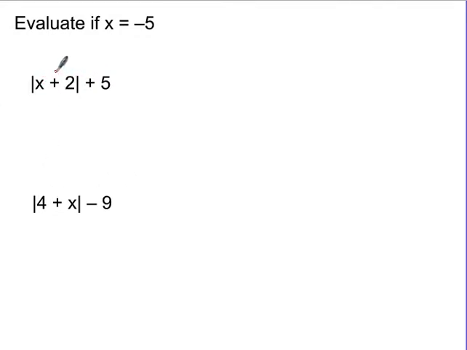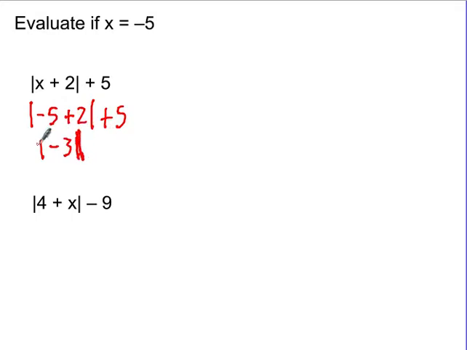So we do what's inside the absolute value brackets first, and then we perform the operation of the brackets themselves. So we need to substitute negative 5, keep the plus 2 there, and then plus 5. So now we perform the operation first. Negative 5 plus 2 would be negative 3.